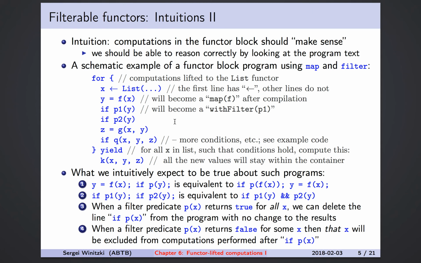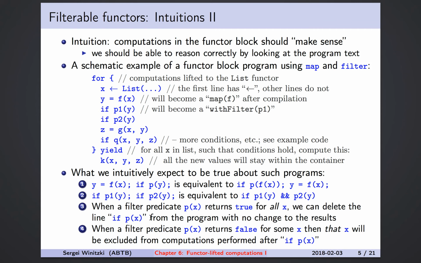The third requirement is somewhat trivial. If a predicate always returns true for all values of x, for instance, if this P1 were just identically true, then we should be able to remove this check from the program, because that should not affect at all what's happening if we remove it. All the values will always pass to the next line, and so that's the same as if this check wasn't there. So that's our requirement 3.